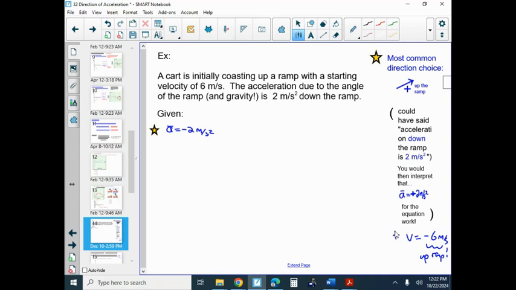Up is typically positive in our mind, so let's stick with that, right? So we have a velocity, a v1 of 6 meters per second. I don't have to put the positive in, and I typically don't bother putting the directions in either, but I'll do it this time just for clarity here. This is negative 2 meters per second squared, up the ramp.